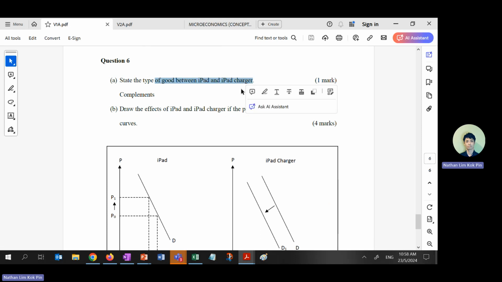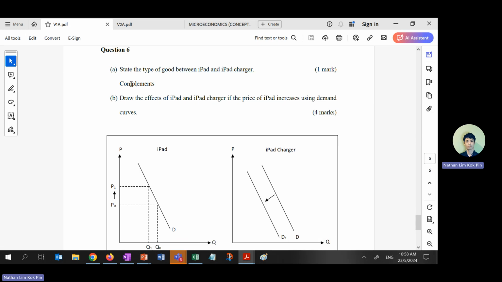iPad and iPad charger. Some people put substitutes. I was scared y'all don't know what an adapter is, so I purposely put iPad charger. Initially I wanted to put iPad and adapter, but I was scared y'all don't know what an adapter is. Also, oh my god, y'all put substitutes. Headache on me. They're complements, right? Are you going to buy an iPad without a charger? Are you going to buy an iPad charger only without the iPad?